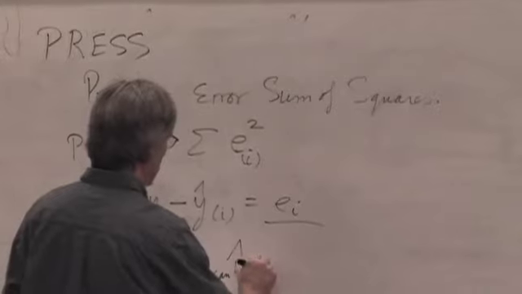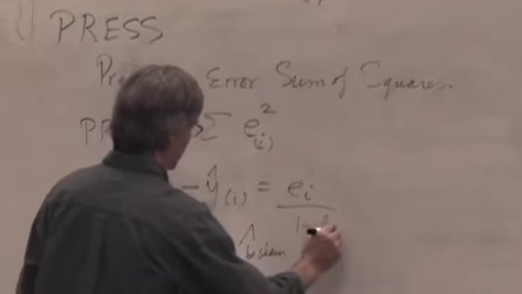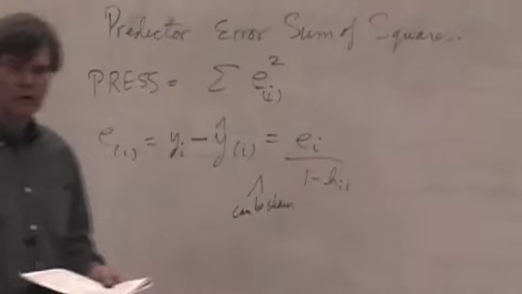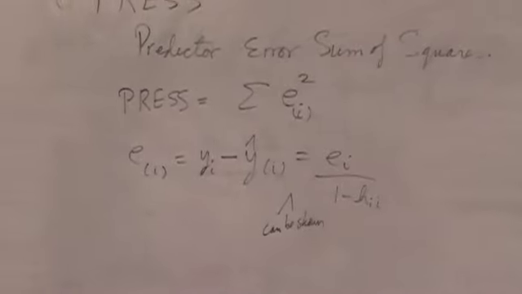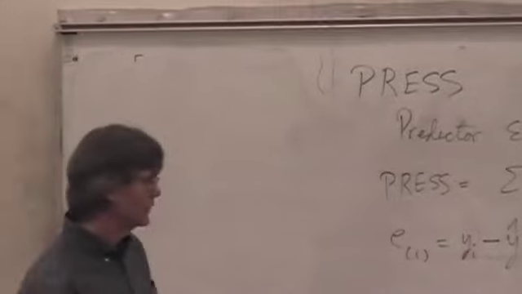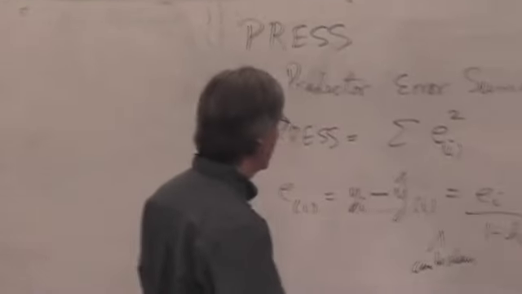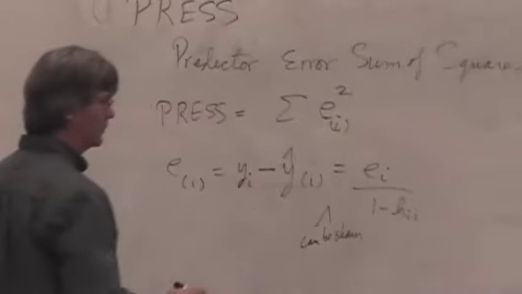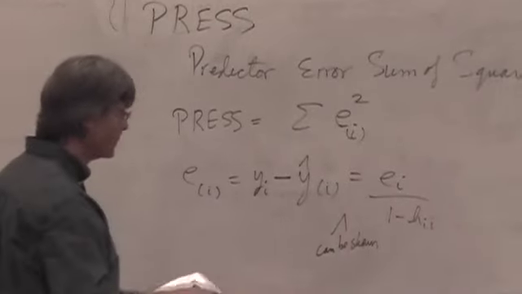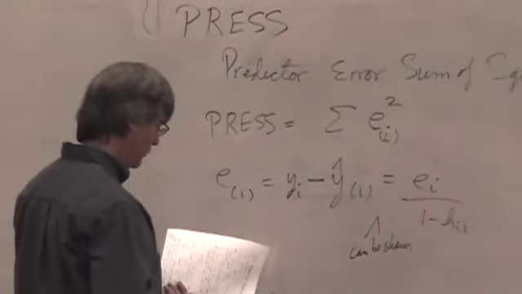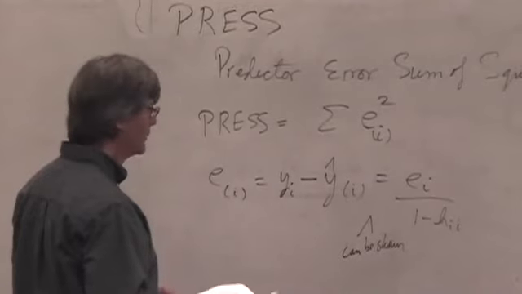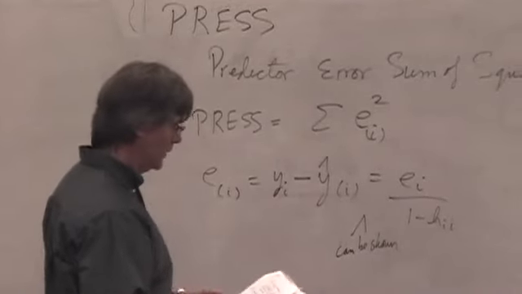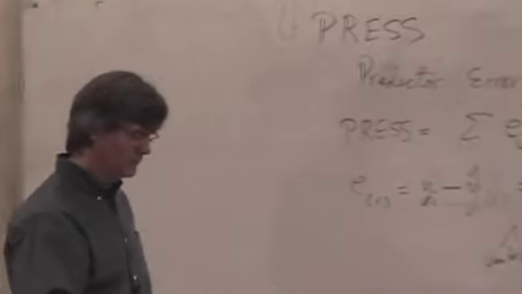This is equal to e_i over 1 minus h_ii. So you don't have to recalculate each time, as long as you calculate that H matrix and take its diagonal. So again, that's the PRESS residual, we could call it. Then you take the sum of squares of those for the PRESS statistic. And then you can talk about, let's see, what is the R squared value?